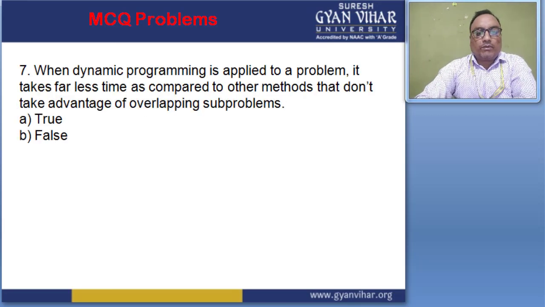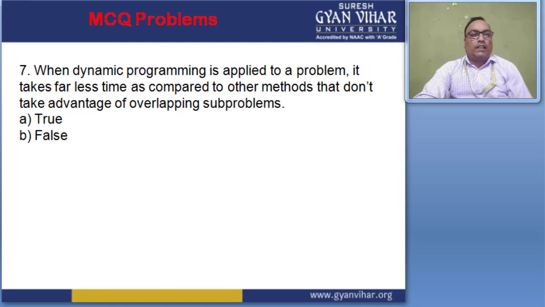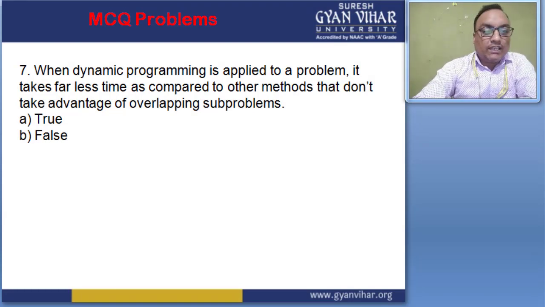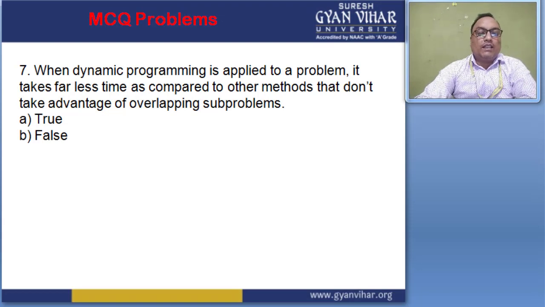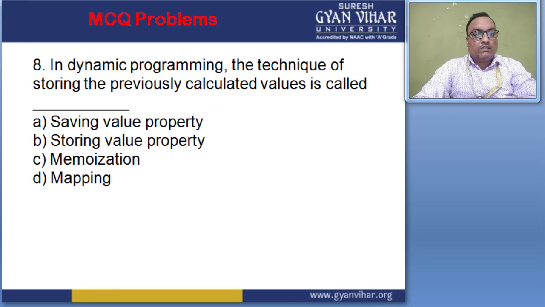Move to problem number 7. When dynamic programming is applied to a problem, it takes far less time as compared to the other methods that don't take advantage of overlapping subproblems. So this is a false statement. So the correct answer is B. Move to the next problem.